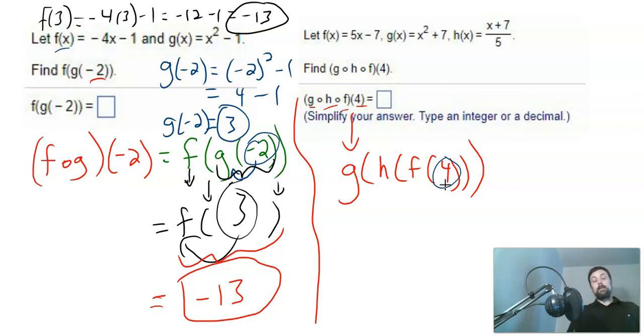What does that get plugged into? That gets plugged into f. I don't plug 4 into h. I don't plug 4 into g. At least not to my knowledge, right? I don't know what I'm going to plug into h or g until I have some results first.